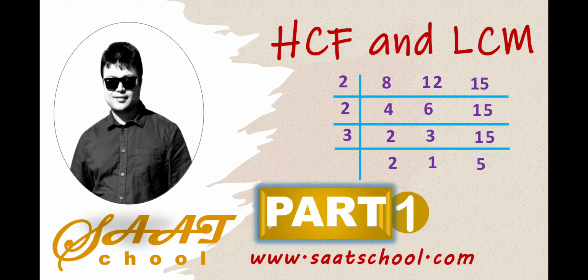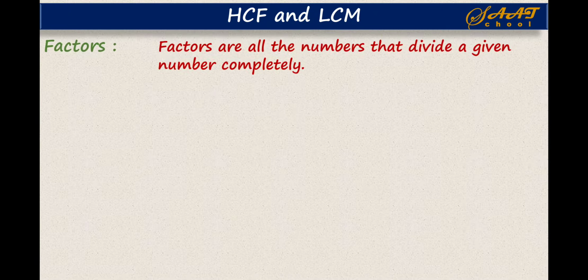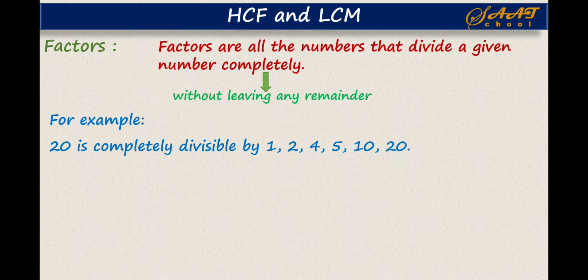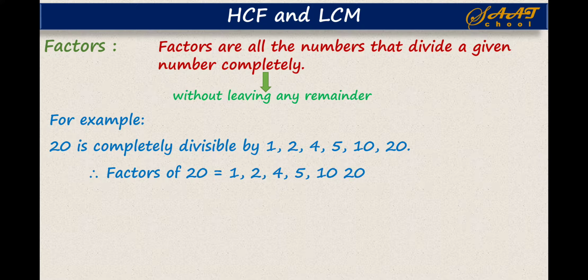Now let's get started. Before we dive into HCF and LCM, we try to understand factors. What are factors? Factors are all those numbers that can divide a given number completely. Completely here I mean without leaving any remainder, that is remainder equals 0. Here is an example. Here 20 is completely divisible by numbers 1, 2, 4, 5, 10 and 20 itself. You can say now these numbers are factors of 20.